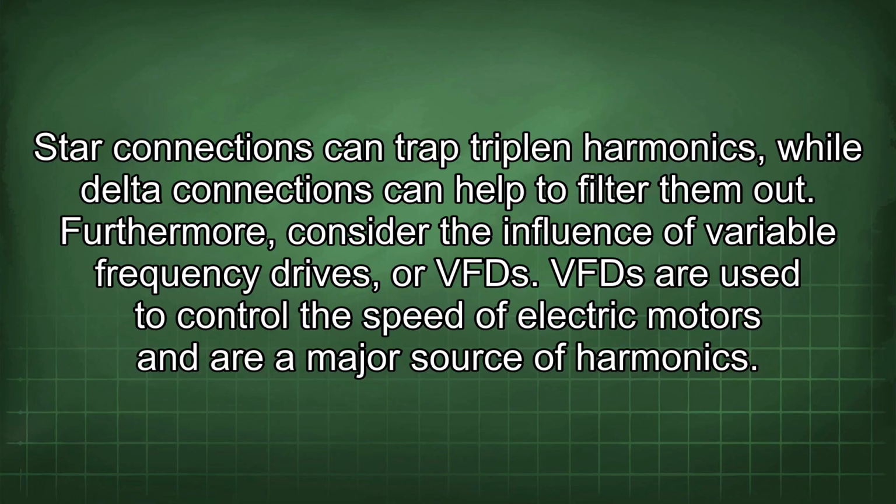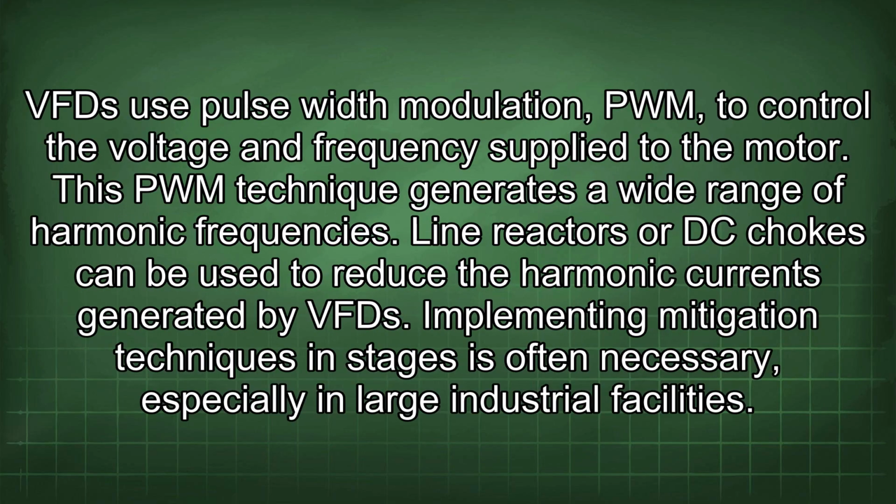Furthermore, consider the influence of variable frequency drives, or VFDs. VFDs are used to control the speed of electric motors and are a major source of harmonics. VFDs use pulse width modulation, PWM, to control the voltage and frequency supplied to the motor. This PWM technique generates a wide range of harmonic frequencies. Line reactors or DC chokes can be used to reduce the harmonic currents generated by VFDs.